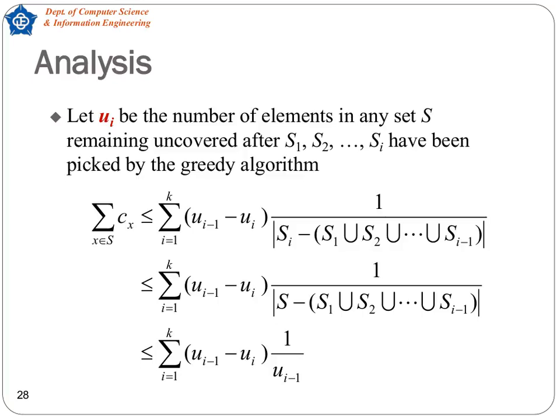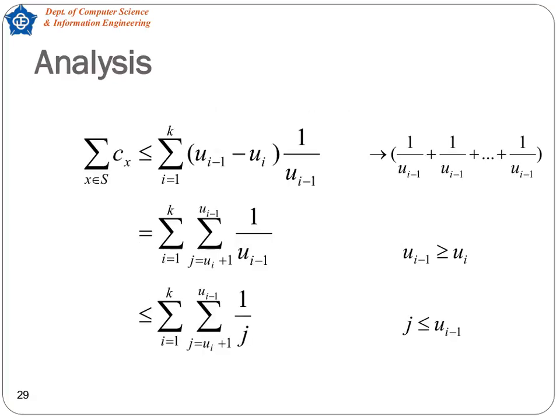Building on our previous telescoping insight, we now upper bound the total cost C by a single telescoping sum over k stages. C is less than or equal to the sum of (u_{i-1} minus u_i) times 1 over u_{i-1}. Observe that each difference, u_{i-1} minus u_i, simply repeats the term 1 over u_{i-1} that many times.